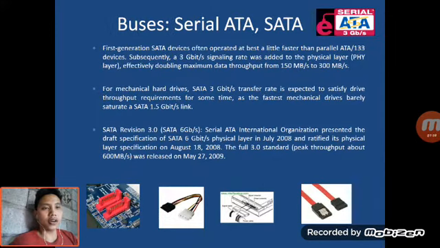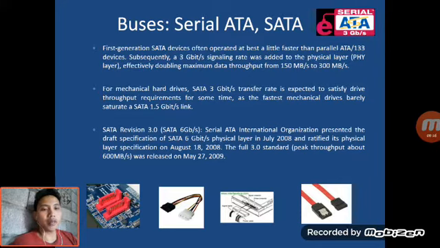Buses: serial ATA, or SATA. First generation SATA devices often operated at best a little faster than parallel ATA 133 devices. Subsequently, a 3 gigabits per second signaling rate was added to the physical layer, effectively doubling maximum data throughput from 150 MB per second to 300 MB per second.